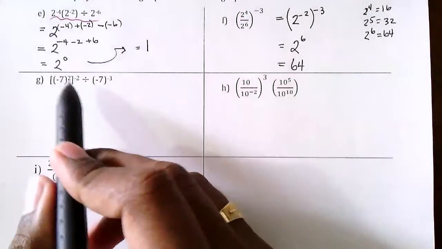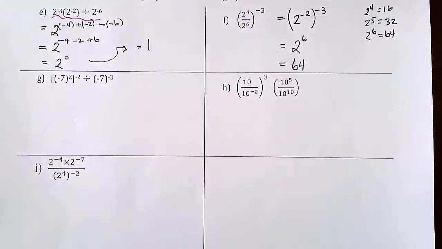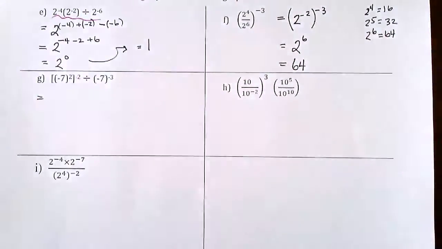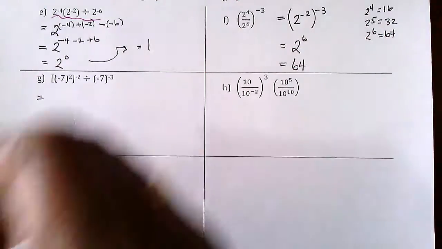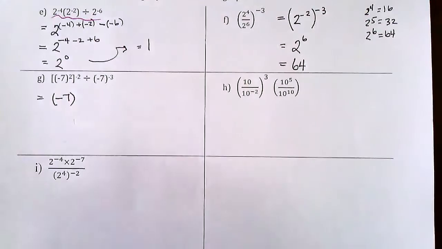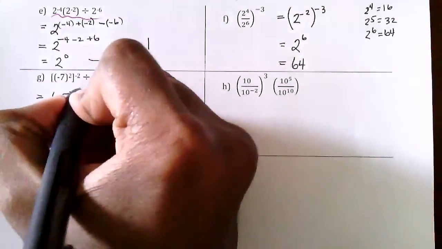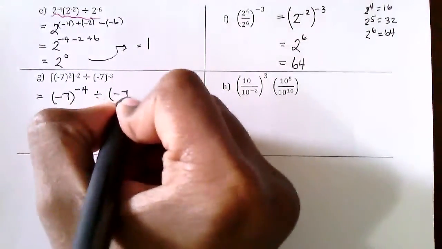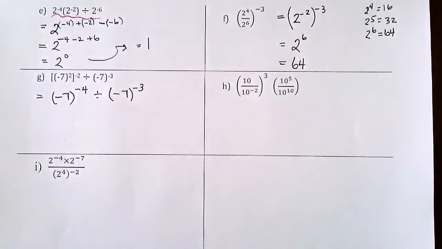Moving on to this question, I have a whole bunch of things. Again, I have brackets and brackets. We like to get rid of those brackets first. So let's take a look here. I have a power being raised to another exponent. So I'm going to copy the base, -7. And because I have two exponents and I'm raising a power to an exponent, I'm going to multiply them. So 2 times -2 is -4, divided by -7 over -3.